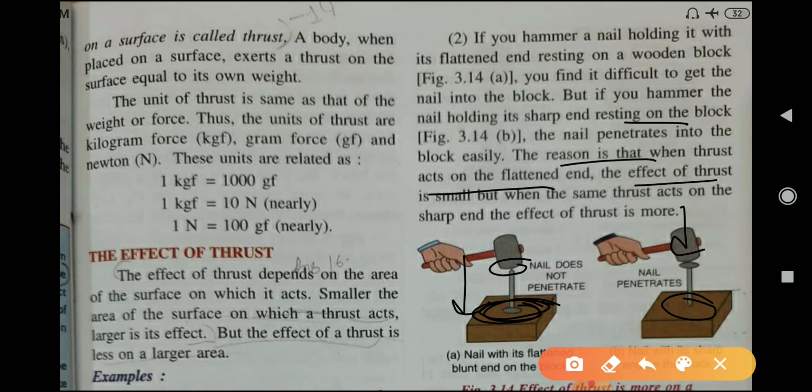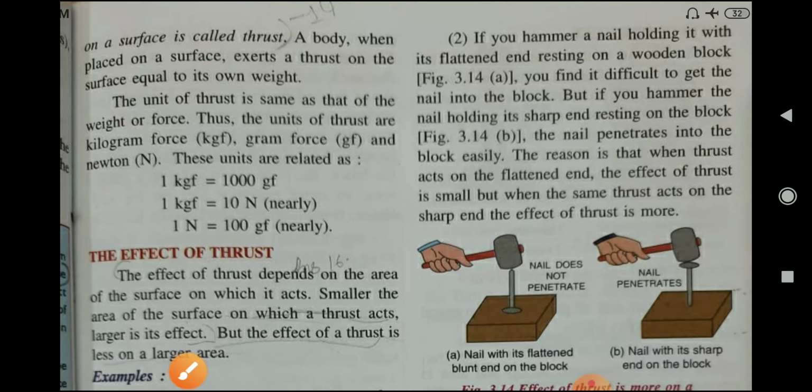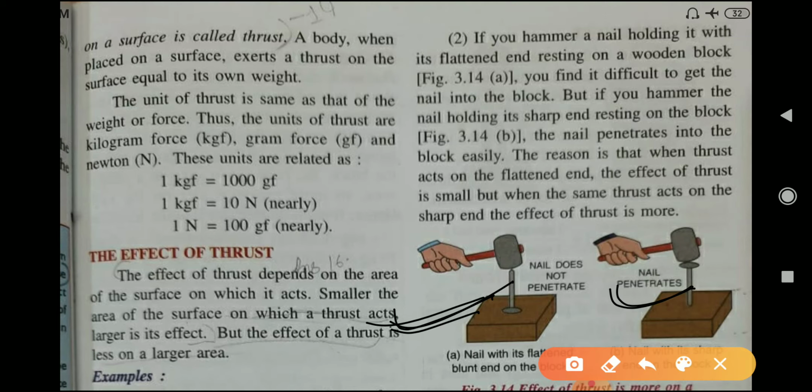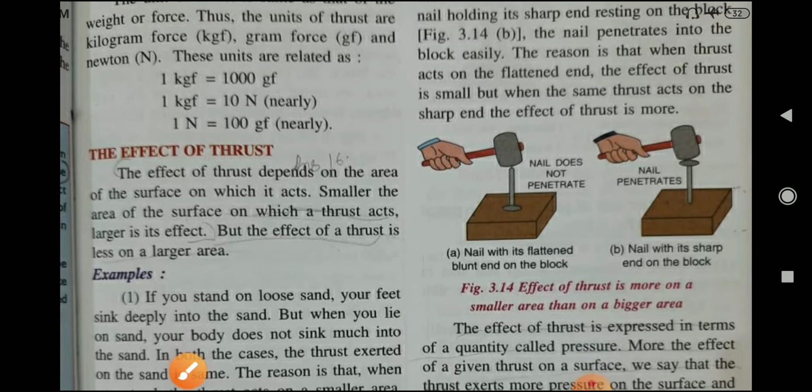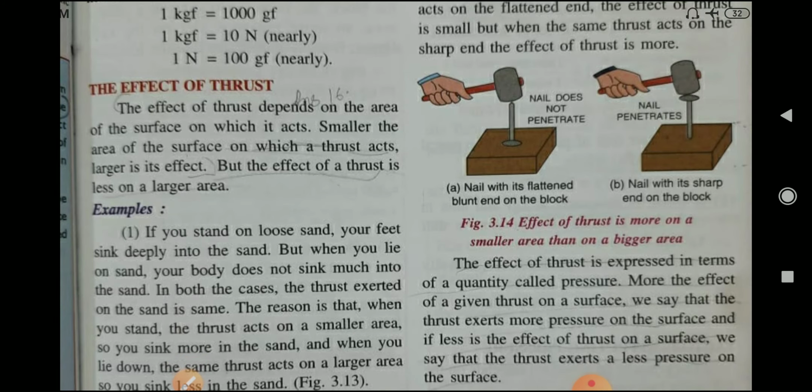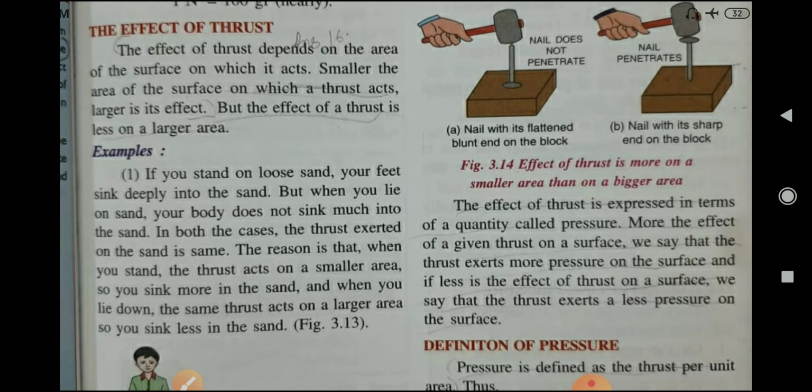But when the same thrust acts on the sharp end, the effect of thrust is more, because the area of contact here is less, while the area of the surface on which the thrust acts is more in this case as compared to the other. Here it is the pointed end, here it is the flattened end. So in the first case the effect of force is less, the effect of thrust is less as compared to the second one. The effect of thrust is expressed in terms of a quantity called pressure.